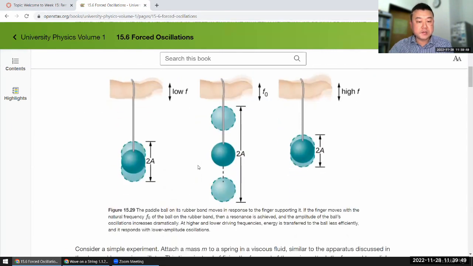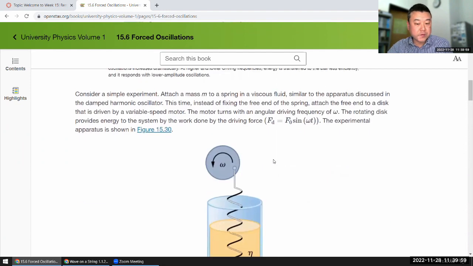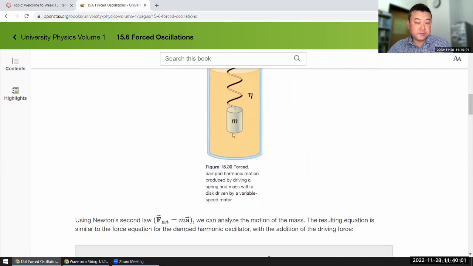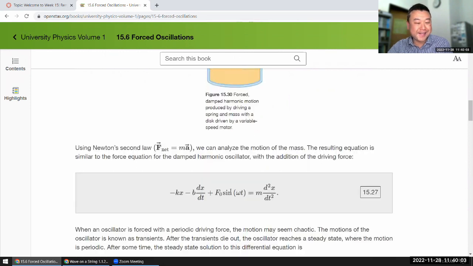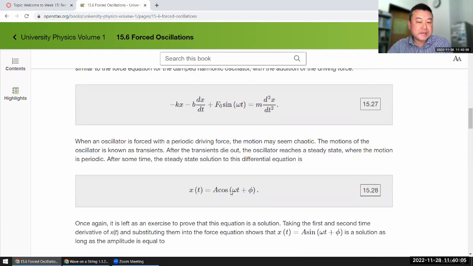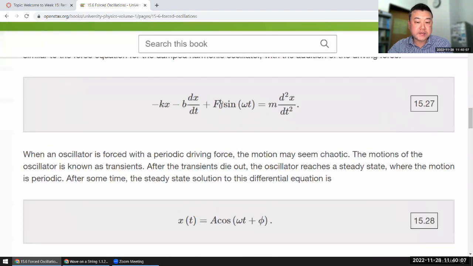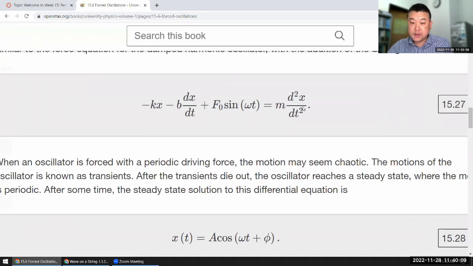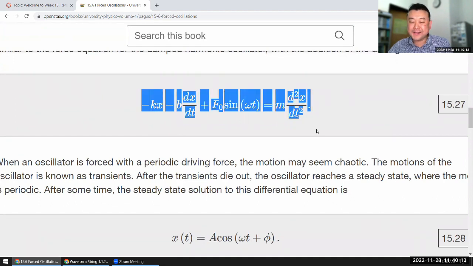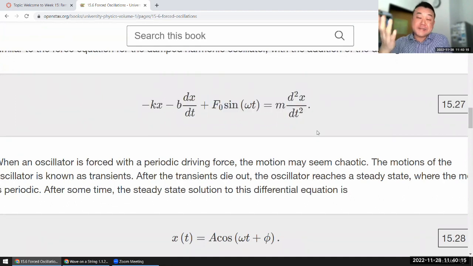They imagine this scenario where this is the driving source and it has some frequency, either resonance or lower or higher than resonance frequency. Here there's even damping, and this is the equation of motion for that setup that they come up with. And if this looks complicated, that's because it is.